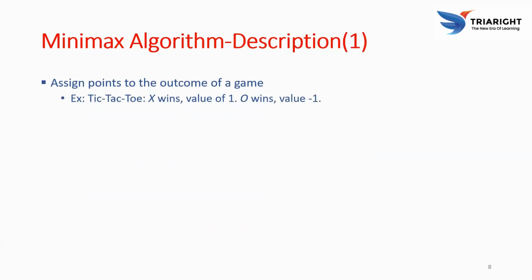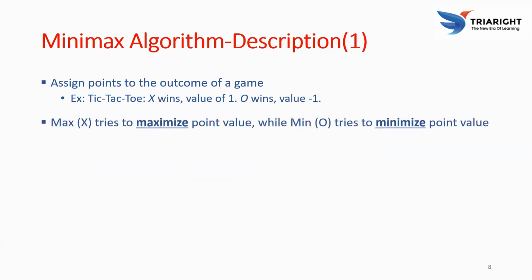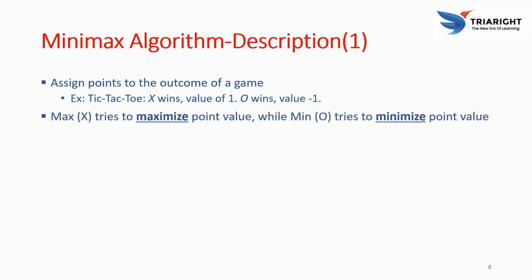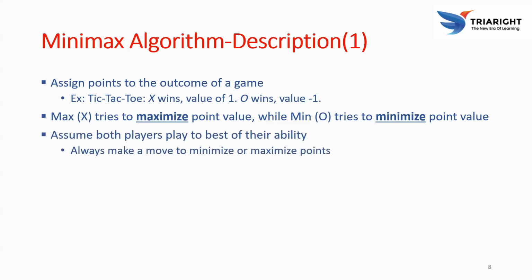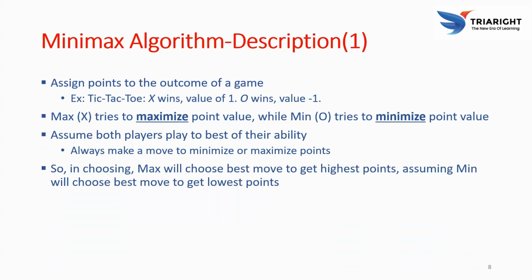So, Minimax algorithm description. One: assign a point value to the outcome of the game. In tic-tac-toe, if X wins the value is one, and if O wins the value is minus one. So max wants the highest value, while min tries to minimize the point value. Assume both players play to the best of their ability, always making a move to minimize or maximize the points. In choosing, max will choose the best move to get the highest points, assuming min will choose the best move to get the lowest points.